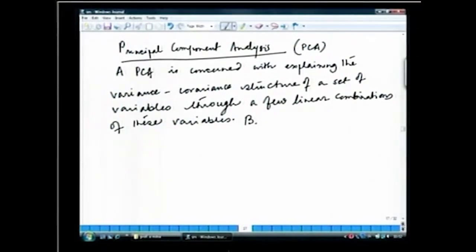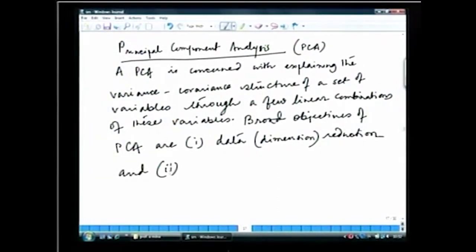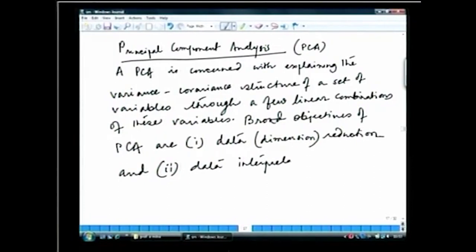Why do we do a principal component analysis? So, the broad objectives of PCA are, the first one is data reduction, rather we should say data dimension reduction. And the second one being data interpretation. Now, in between, there are many things before we can correctly interpret the data. So we will look into all these aspects. These are the two broad objectives, but in between there are many other analyses that will help us.